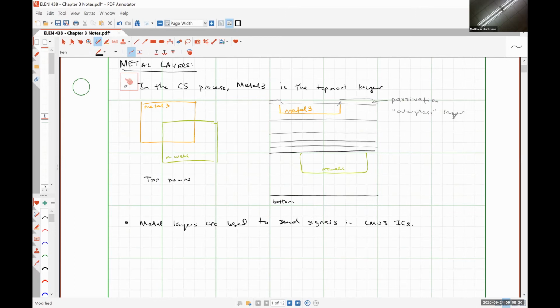Like we do not have direct access to the N wells to create resistors or to send a signal to a resistor and all that kind of stuff. We have to go through the metal layers, and we cannot skip metal layers. So what I mean by that is you can't go from metal 3 directly down to metal 1 or to the N well. You have to go through all of the subsequent layers, and it's to maintain signal integrity, and also it winds up lowering the resistance of the path that the signals take, which is a good thing.